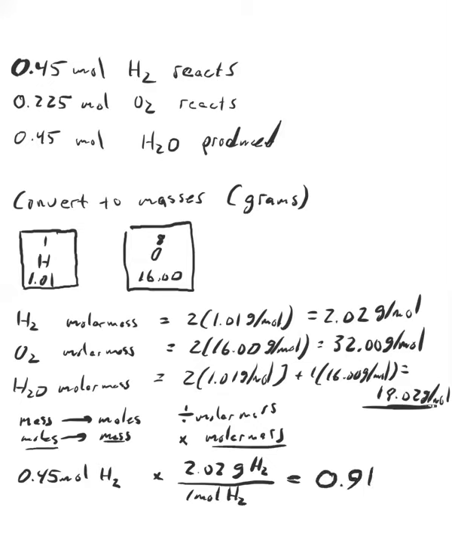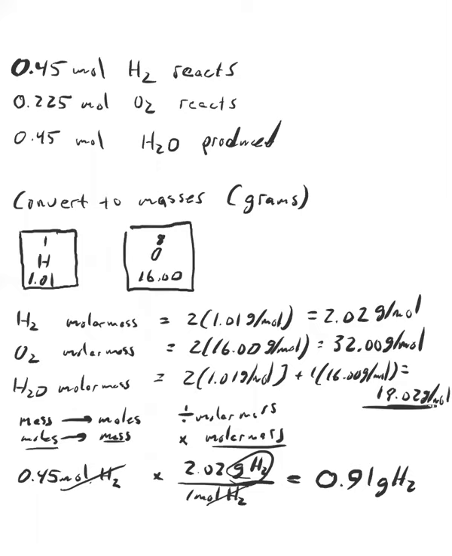Look at how the units work out. You got grams of H2. So in other words, if we had 0.45 moles of H2 reacting, we would put in 0.91 grams. That's how much we would have to put in order to react. Okay, there you go. So let's do the second one.